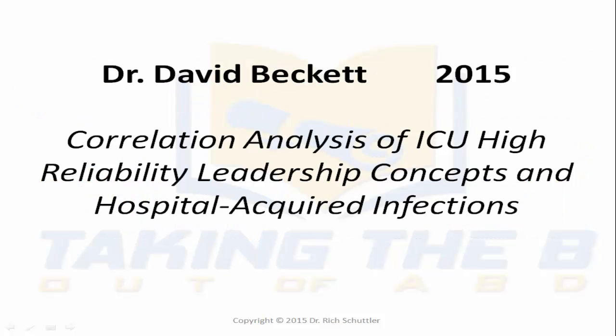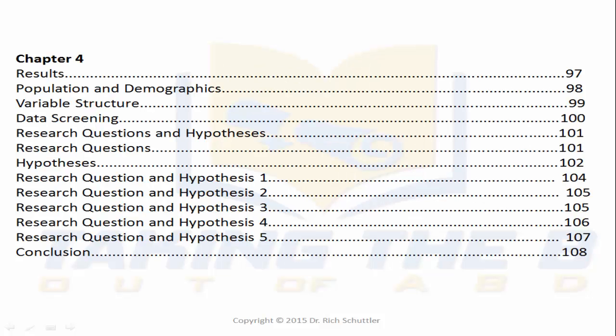And the next item, which is Dr. David Beckett's dissertation, his work was done in 2015. His dissertation is titled Correlation Analysis of Intensive Care Unit High Reliability Leadership Concepts and Hospital-Acquired Infections. In his table of contents, you can see he also started his dissertation right at about page 97, as did the other person. It ended at page 108, or by the time the conclusions were ready at 109. Again, about 22 pages.